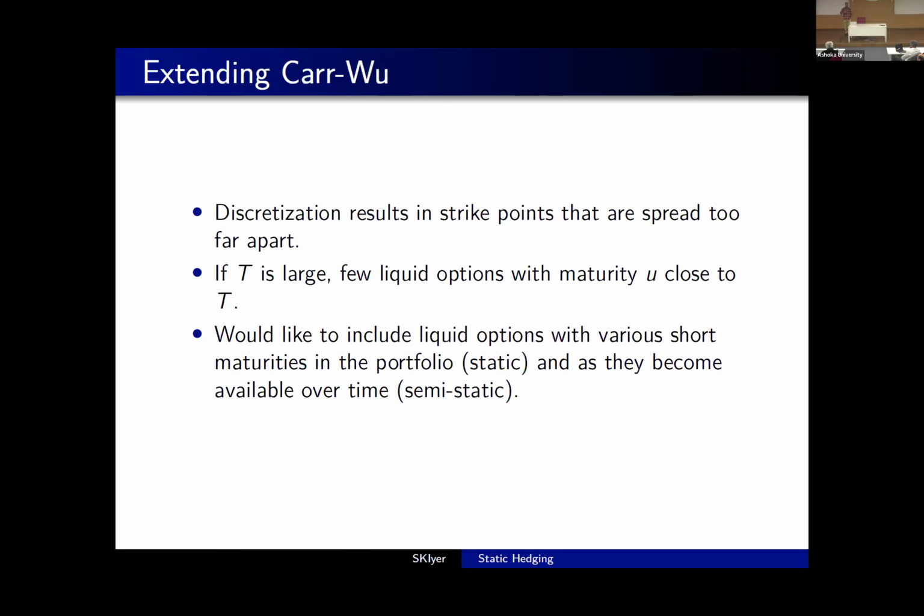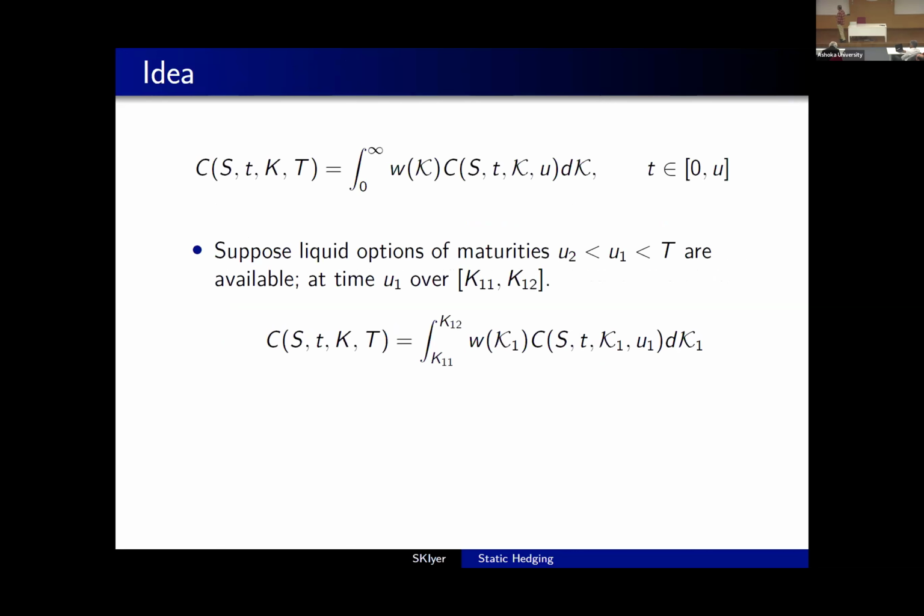There are two things we would like to achieve. One is to include liquid options of various short maturities that are available in the market. And the second is, as time evolves and more liquid options become available, to incorporate those as well into our portfolio. The way we do that: so this is our Carr and Wu relation. We suppose that we now have liquid maturities at two times. So I'm replacing this U by U1, and we have one more short maturity option available at time U2, which is less than U1. Let's say, and we will see how we can incorporate these liquid options into our portfolio.